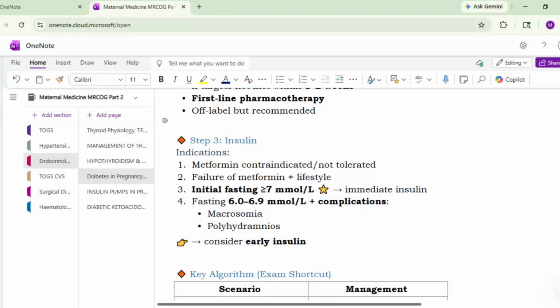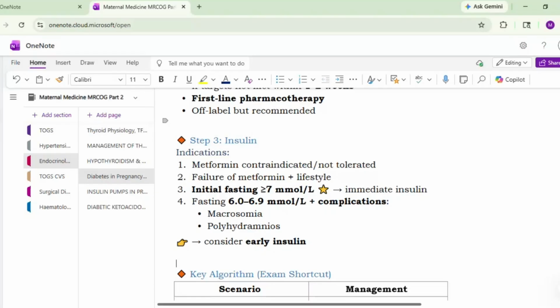Third step is insulin. So what are the indications of insulin? Either metformin is contraindicated or not tolerated, there is a failure of metformin plus lifestyle, or the initial fasting is more than or equal to 7 millimoles per liter, then we will start immediate insulin. That is why I mentioned that they will give you the diagnosis of gestational diabetes mellitus, and they will give you the value of this fasting glucose.